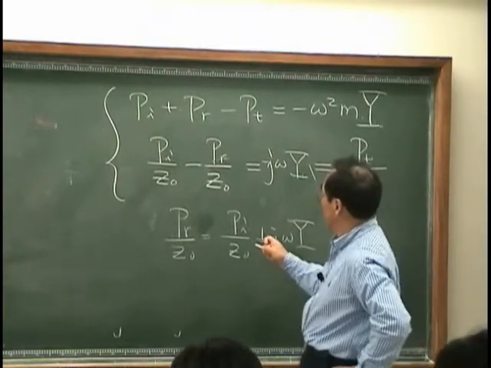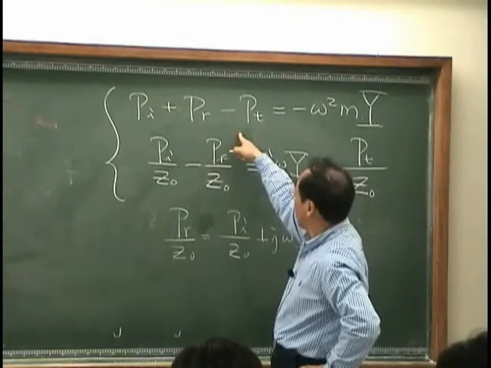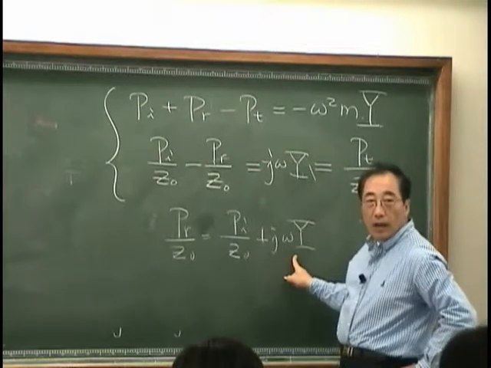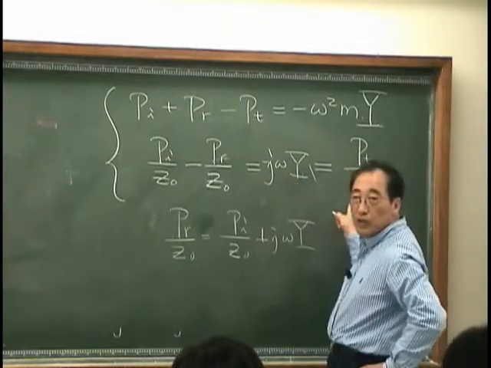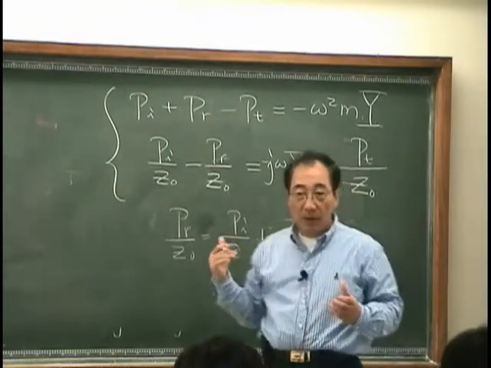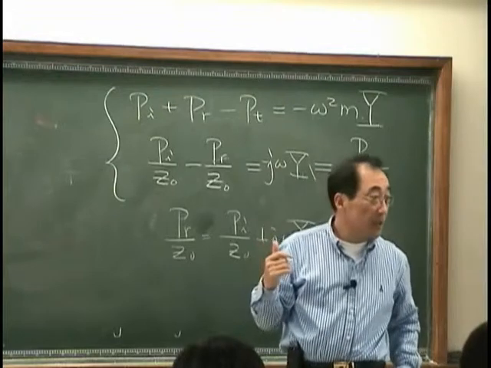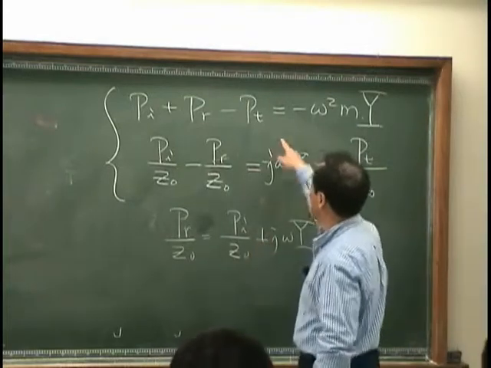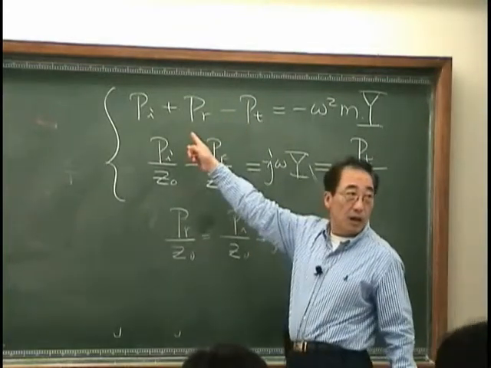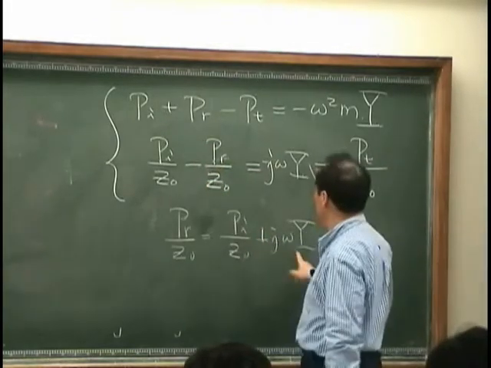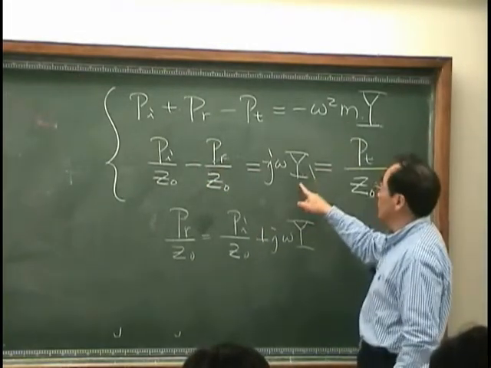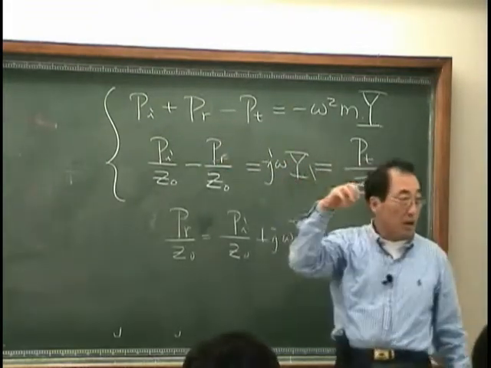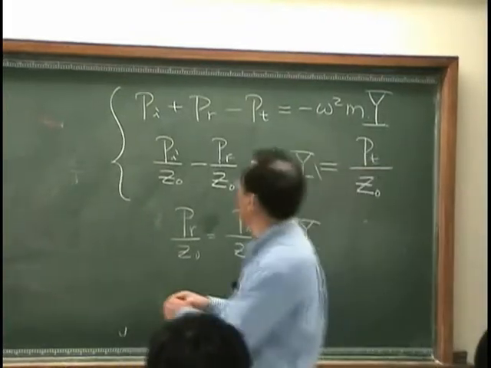And put this one over here, then I have PI, PT, j omega Y, and I replace j omega Y using this. Then I will have only the relation between PI and PT. What I'm trying to do is put this over here, which eliminates PR, expressing PR with PI and Y, and since I have Y, I use this relation to express the relation between PR and PI. Okay, let's do it.